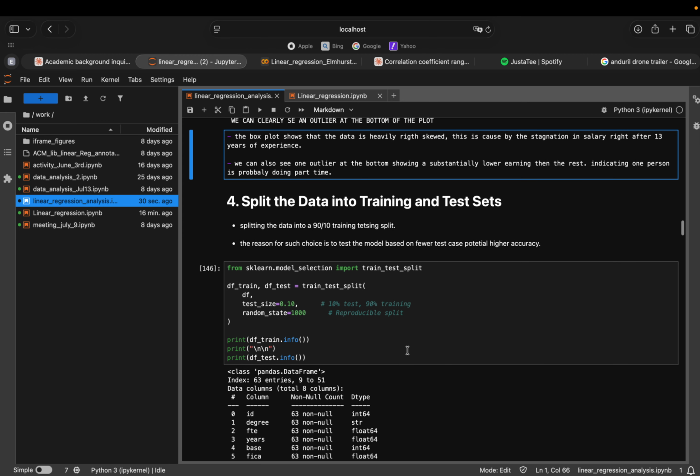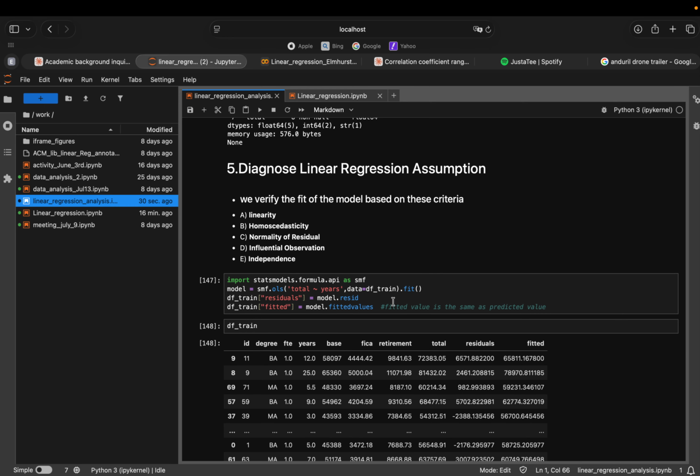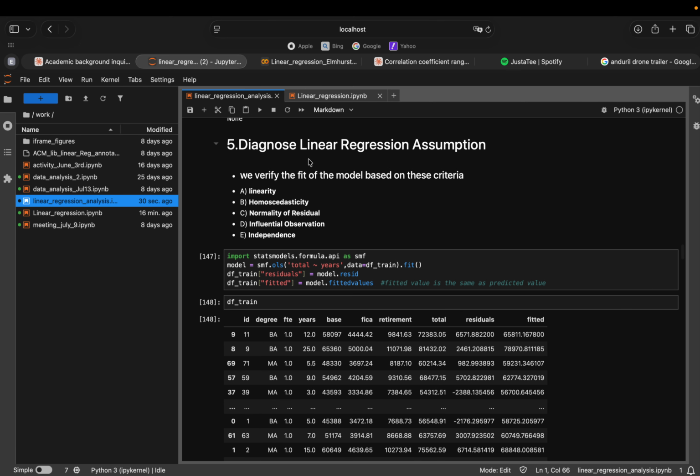And so first I split the data into 90% training and 10% testing. The reason for this is because I want to see if I am able to produce a more accurate model. So I create the model, and I use these 5 factors to check the linear regression model. So first is linearity.